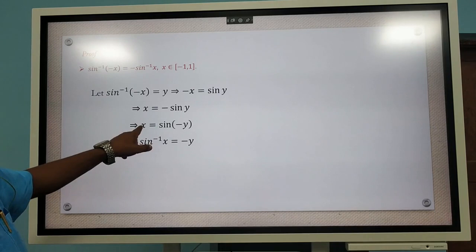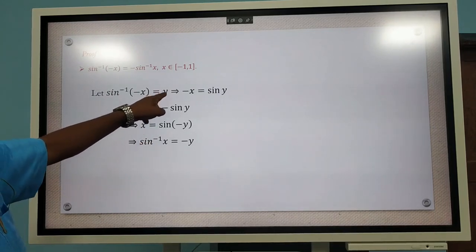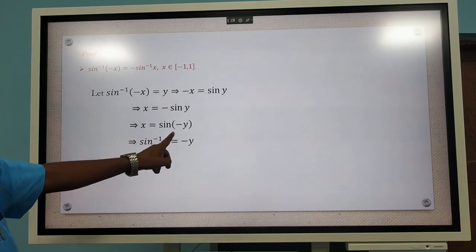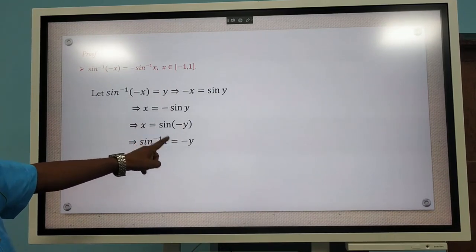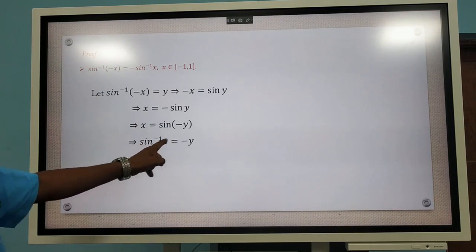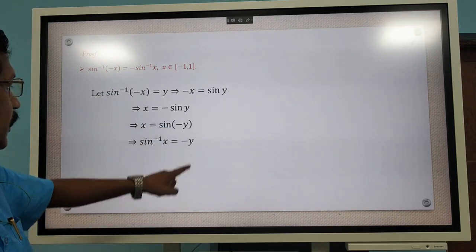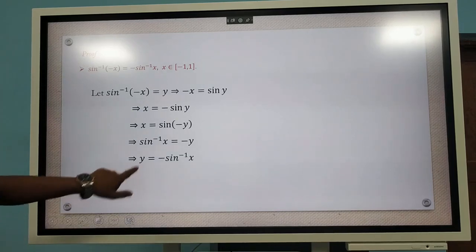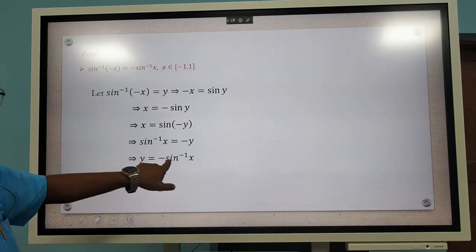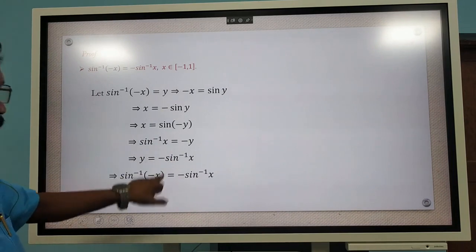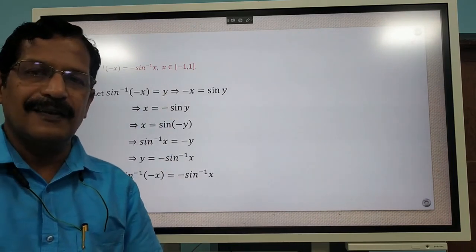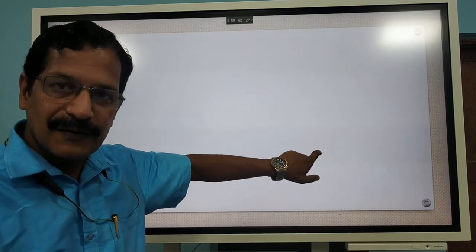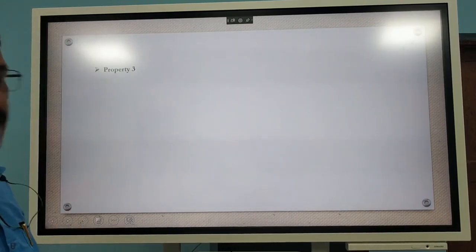But what is x? Bring this sin inverse to the left hand side: sin inverse of x is equal to minus y. But y is sin inverse of minus x. So we get y is equal to minus sin inverse of x, that is, sin inverse of minus x is equal to minus sin inverse of x, a simple result. All these results, these properties, are very, very important.